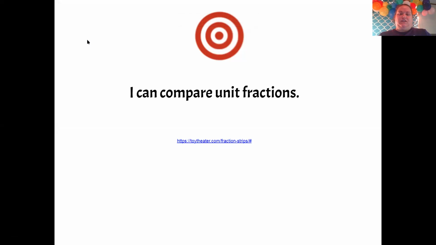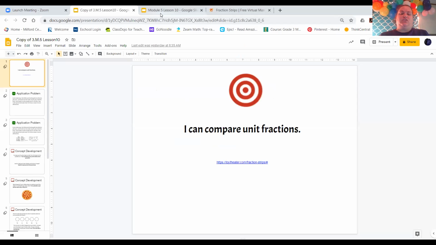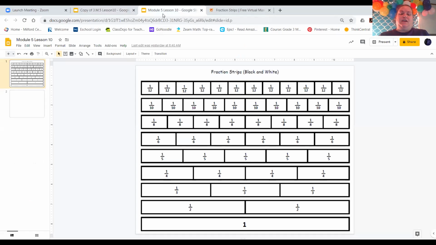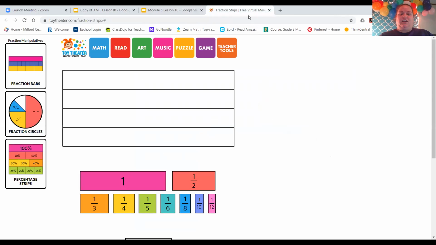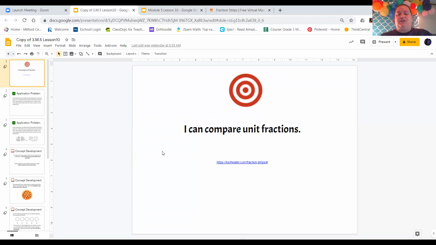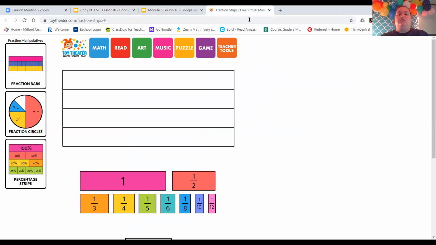Normally when we do this, we use fraction strips. I have fraction tiles, and you have fraction strips that would look like this. Normally we would cut these out and color them so we could compare them. But because I don't want you to have to do that on your own, I have these, and there's a link. I'm going to make sure you can get the link.